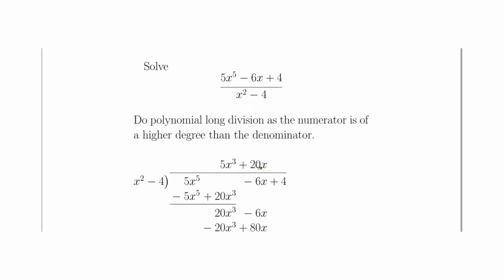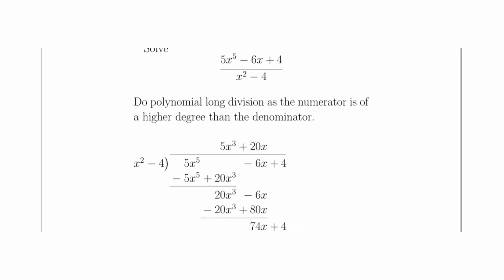So now we're going to multiply this 20x by all our denominator terms, which is x squared minus 4. So 20x times x squared is 20x cubed. But of course we flip the sign, so it's now minus 20x cubed. 20x times minus 4 is minus 80x. Flip the sign, which then becomes plus 80x.